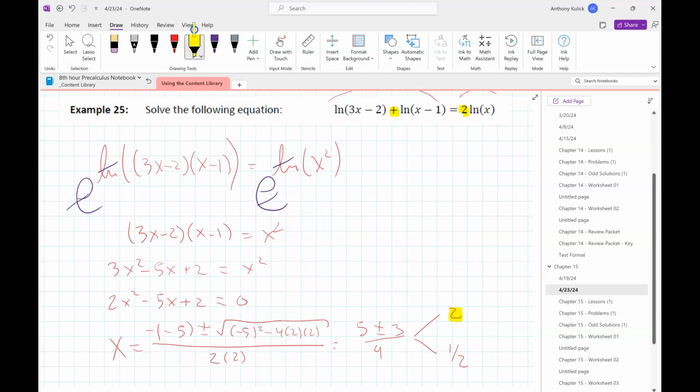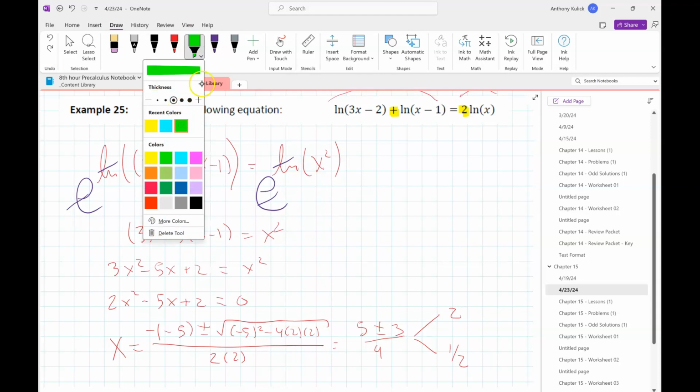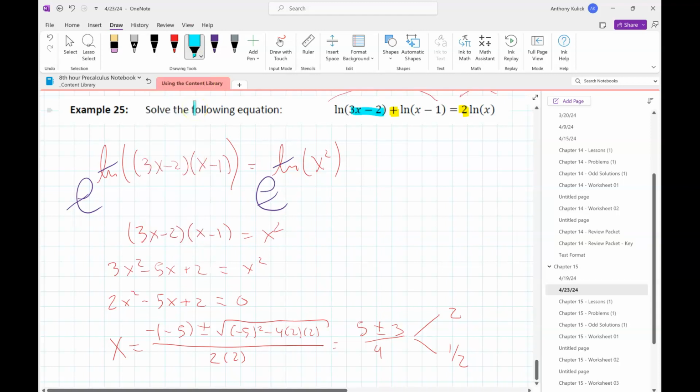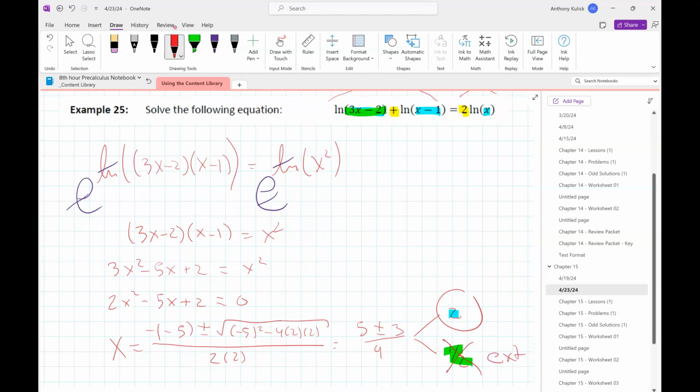If I plug 2 in, actually let's use a different color. 3 times 2 minus 2, that's positive. 2 minus 1, that's positive. 2, that's positive. That one checks out. 3 times 1/2 minus 2 is negative. Stop! Discard, it's extraneous. Only need one logarithm to fail to be positive, and I can stop.